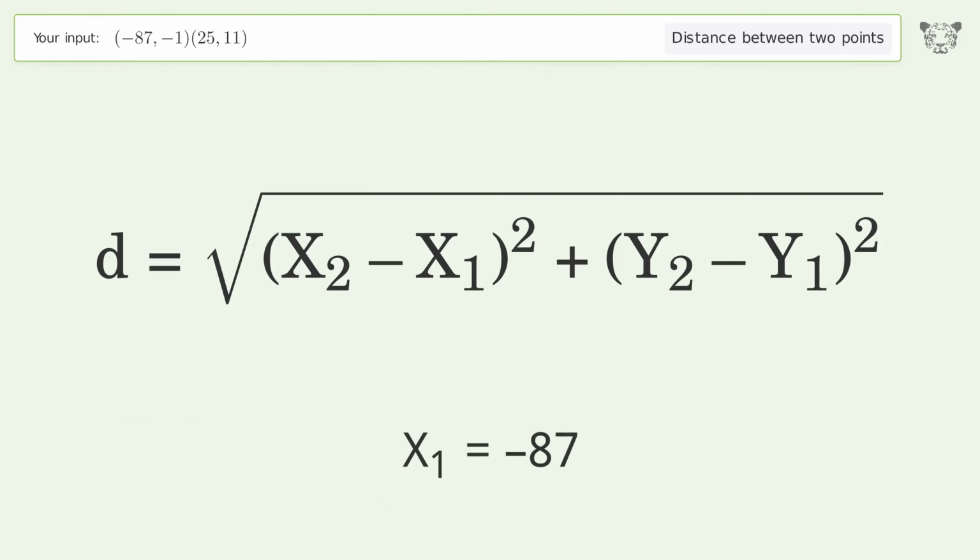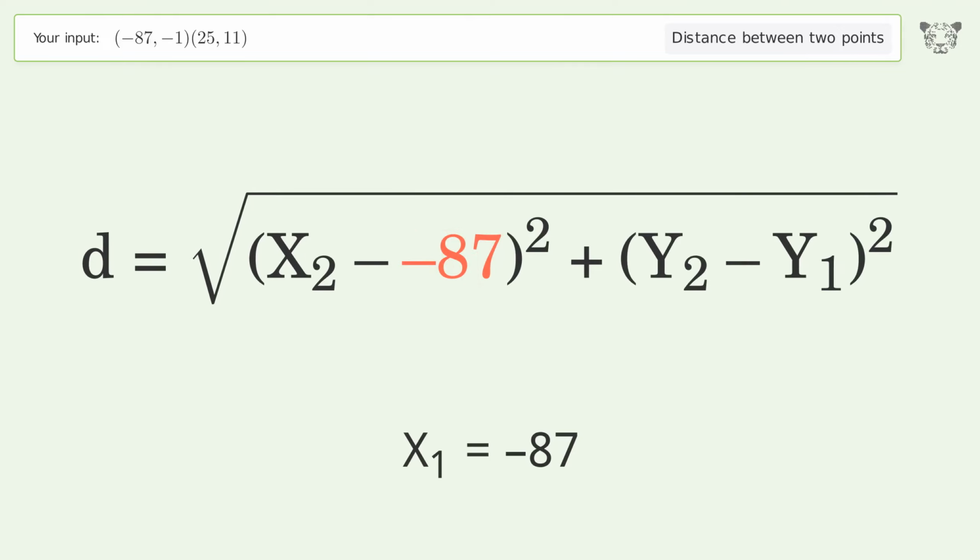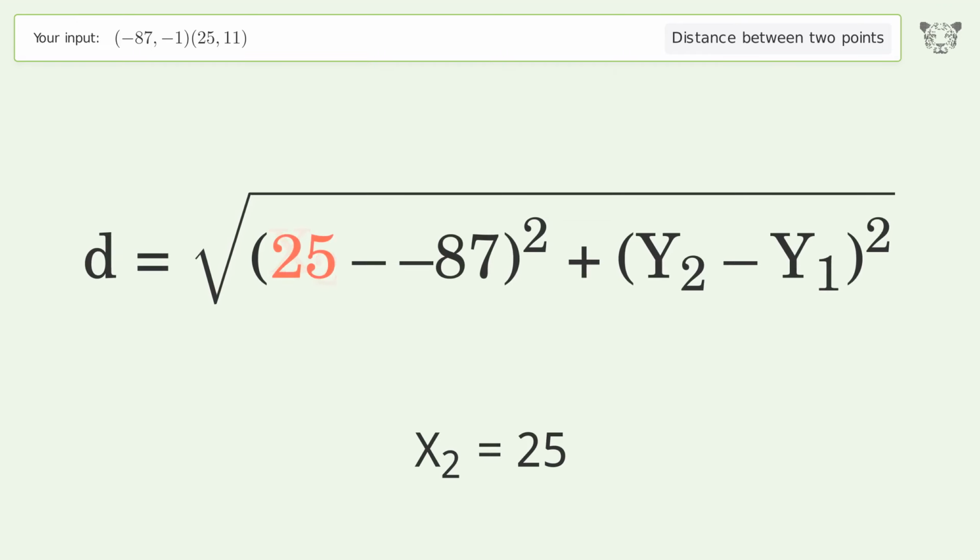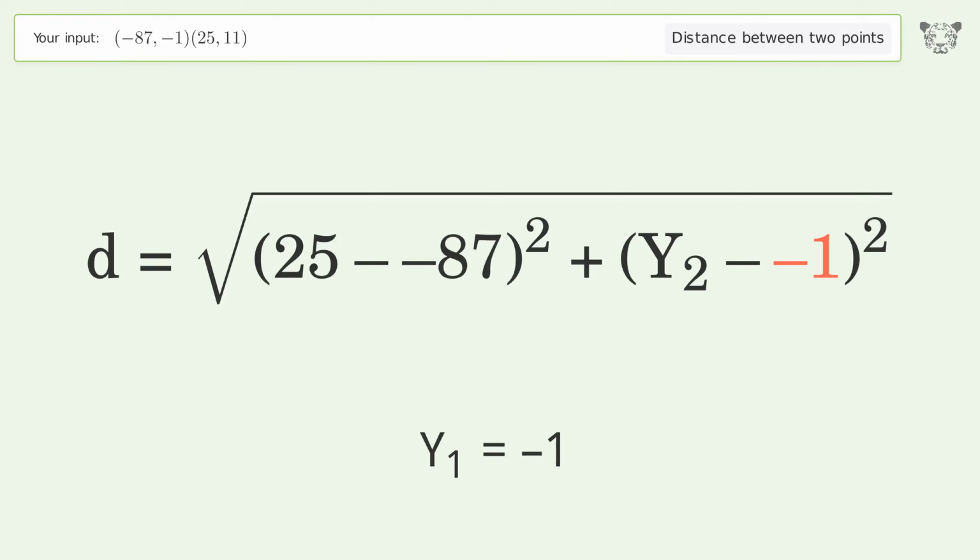x1 equals -87. x2 equals 25. y1 equals -1. y2 equals 11.